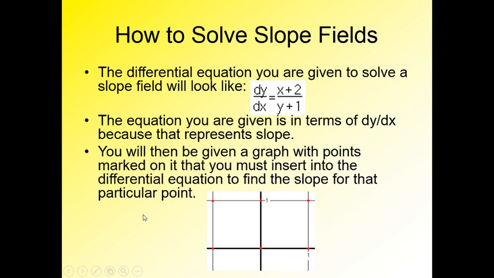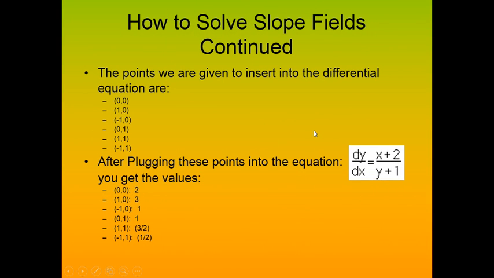Now let's take a look at some examples here. The differential equation given is dy over dx equals x plus 2 over y plus 1. The best way to find the slope at each specific point is by using the x, y derivative table. So try to use these points here: 0, 0; 1, 0; negative 1, 0.